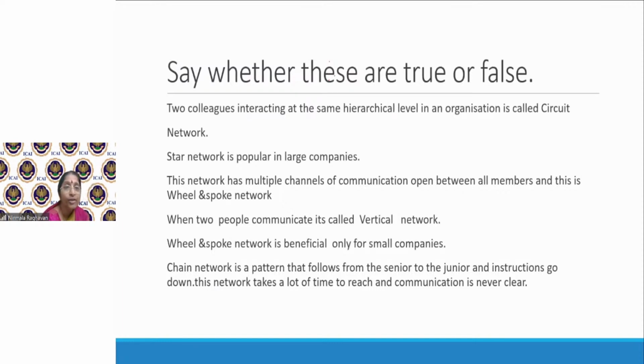You can check. Two colleagues interacting at the same hierarchical level in an organization is called circuit network. Yes. Star network is popular in large companies. Yes. This network has multiple channels of communication open between all members. And this is wheel and spoke. That's false. When two people communicate, it's called vertical network. Yes. Wheel and spoke network is beneficial only for small companies. Yes. Chain network is a pattern that follows from the senior to the junior and instructions go down. This network takes a lot of time to reach and communication is never clear. That's also true. Now we move on.